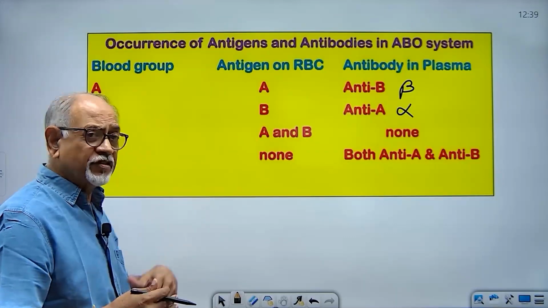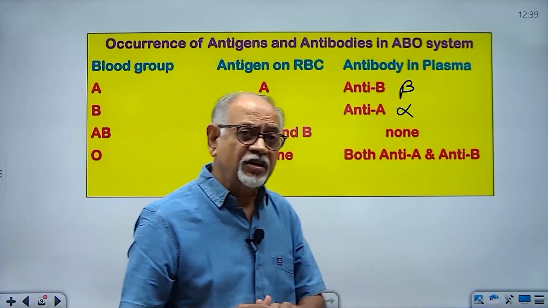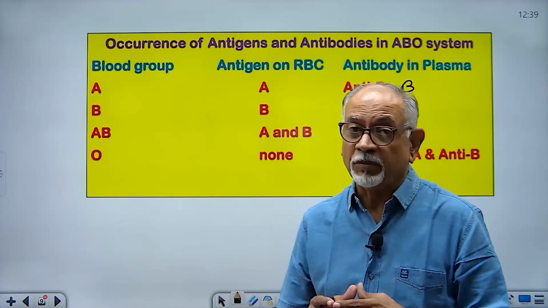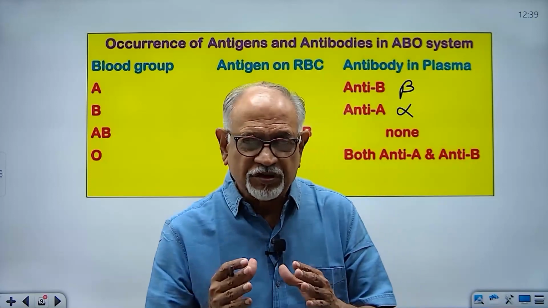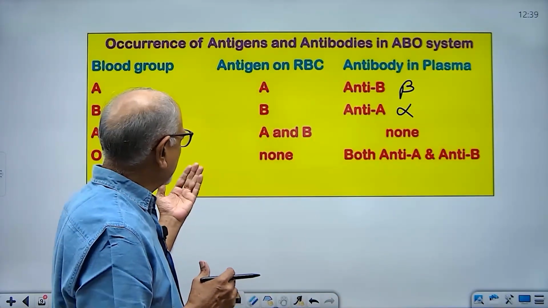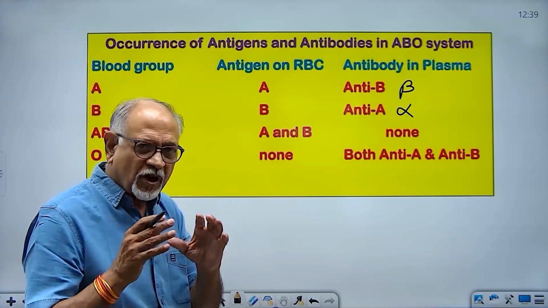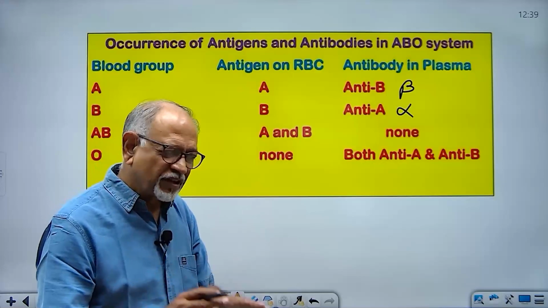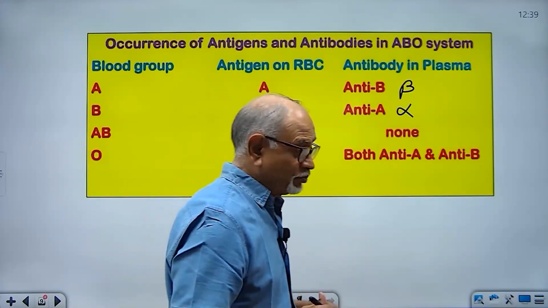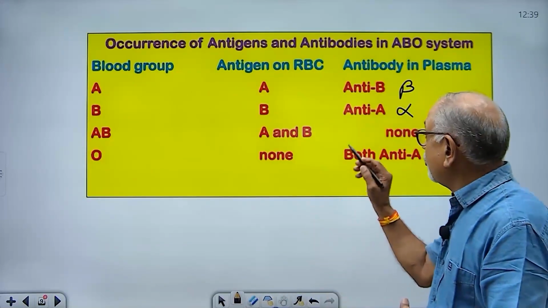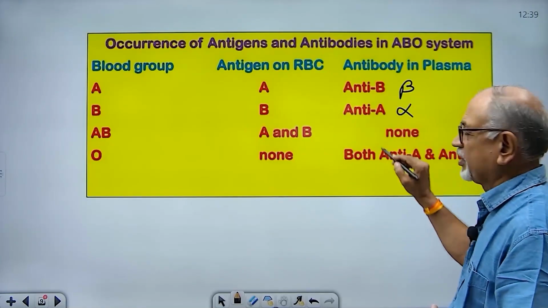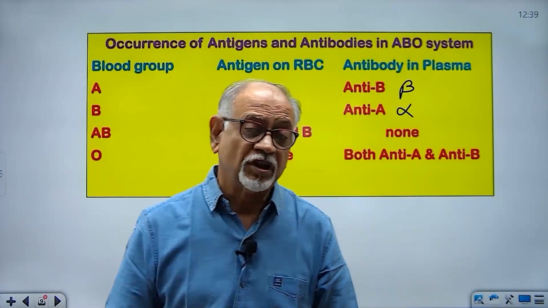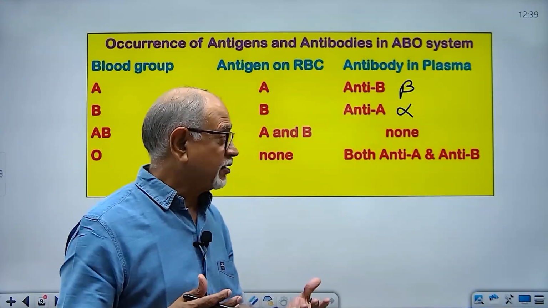In case of AB, this is a character which is governed with a law of inheritance called codominance. Both these genes of antigen A and antigen B are found together, and both these antigens are found on the surface of RBC. So, these two antibodies cannot be present in the plasma, because if any one of these is found, the agglutination will take place.